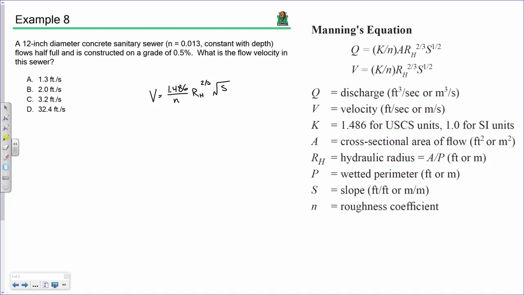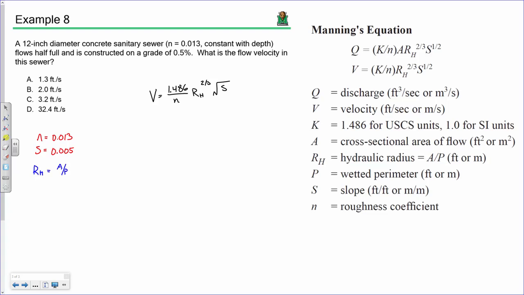Do we know what n is? Yeah, that's 0.013. That's pretty easy, they gave us that. What about S? Do we know what S is? 0.005, right? It's 0.5%, so make sure you add the proper amount of zeros. Now what about the hydraulic radius? Well, the hydraulic radius is the area over the wetted perimeter. And so now we need to take some time to look at that.